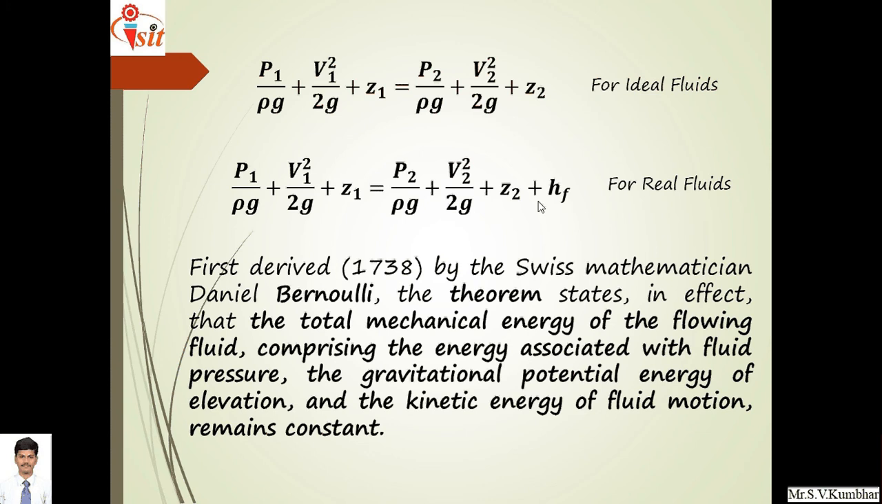That is, the sum of pressure energy or pressure head, kinetic energy or velocity head, and potential energy or potential head always remains constant. This is the sum of all energies at point 1, this is the sum of energy at point 2 for ideal fluid, and for real fluid, the sum of all energy at point 1 is equal to the sum of all energy at point 2 plus HF. Why is HF added to the second term? Because fluid flows from point 1 to point 2, therefore head loss due to friction has to be added in the second part of the equation.